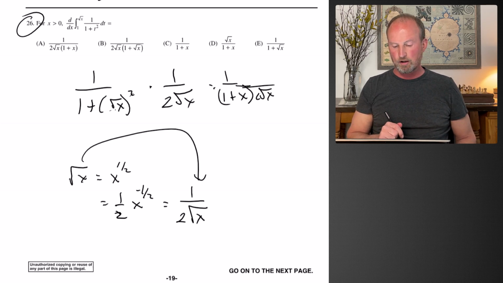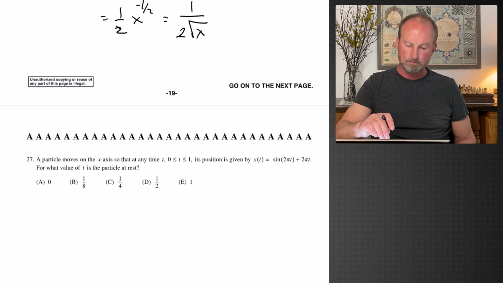Square root cancels a square, vice versa. Square cancels a square root. Okay. 27.